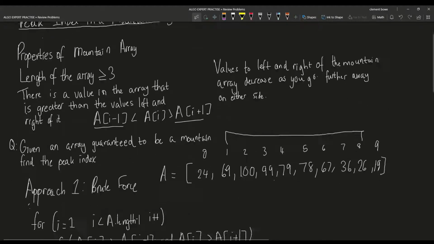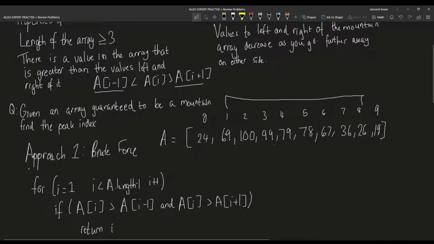So if we look at this example here, 24, 69, etc., we can see that the peak of this array is 100. And as we go to the left of this peak, the values get smaller. So it goes to 69, and then it goes to 24. And as we go to the right of this value, it gets smaller again, 99, then 79, then 78, all the way down to 19.